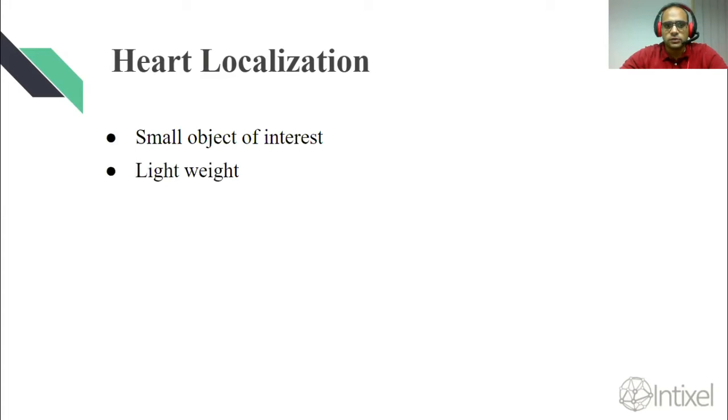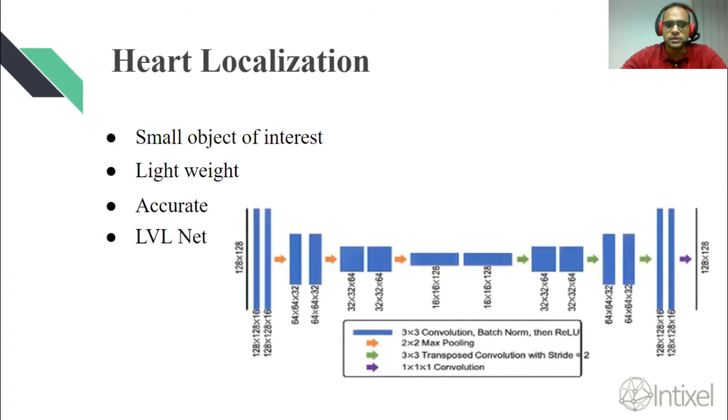So we need a lightweight model since it's just a pre-processing step for the later step, which is segmentation. And we want it to be accurate enough to be able to localize the heart well within the image. For this reason, we chose to use LevelNet. LevelNet was proposed by Dina and her colleagues. And the purpose of LevelNet was to localize only the left ventricle of the heart in MRI images.